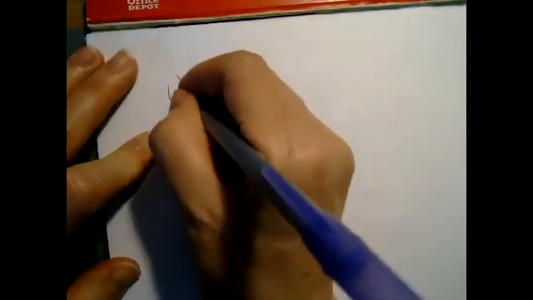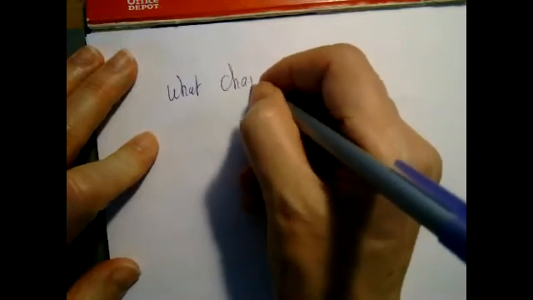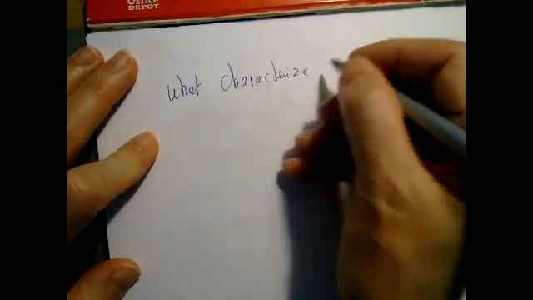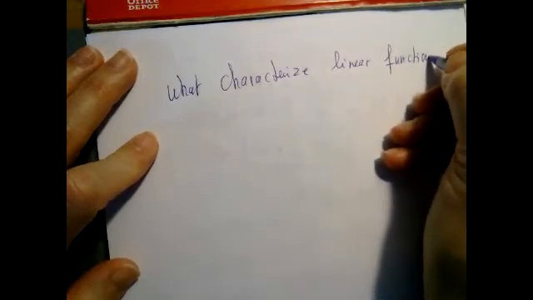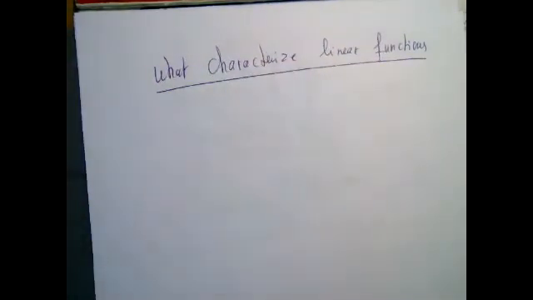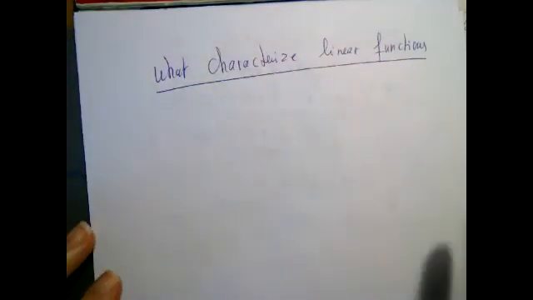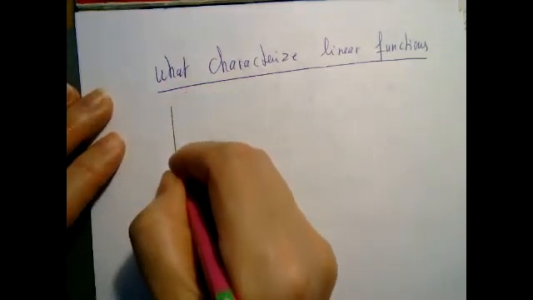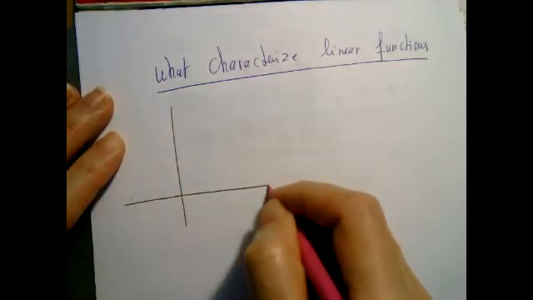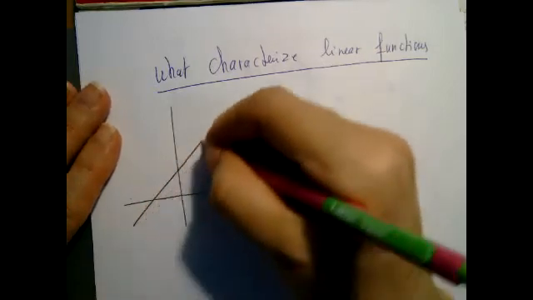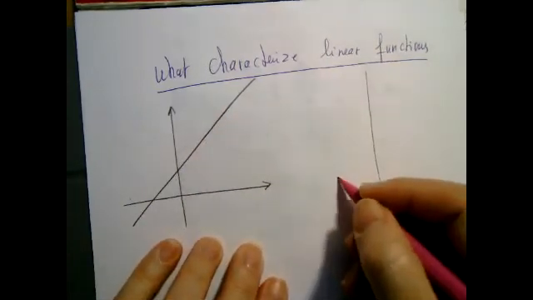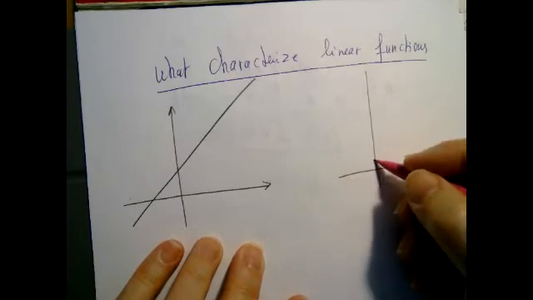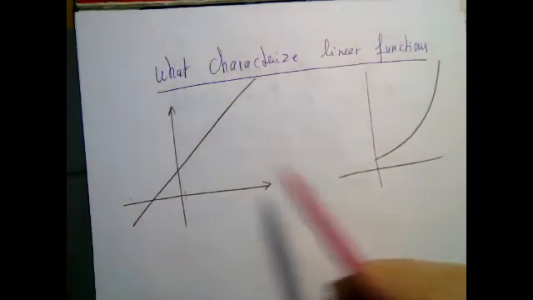So what characterizes a linear function? You know it, but we're going to put it in words. Suppose you have a linear function. I'm going to sketch 2 graphs here. It means the graph is a line. So that's linear. Non-linear means when you graph the function, you don't get a line, you get a curve.